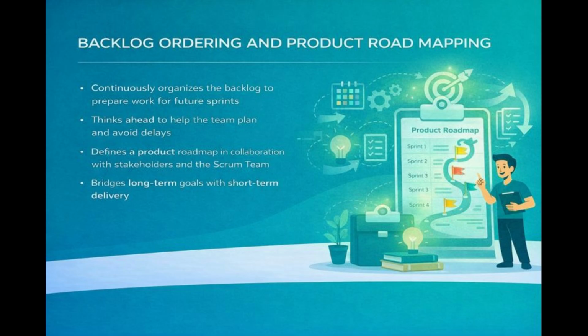Backlog ordering and product roadmapping. Product owners continuously organize the backlog to keep upcoming work ready for future sprints. This requires thinking several iterations ahead so that the team can plan effectively without unnecessary delays. In collaboration with stakeholders and the Scrum team, product owners also help define a product roadmap. The roadmap provides a shared view of direction and progress, helping everyone stay aligned on long-term goals while navigating short-term delivery.